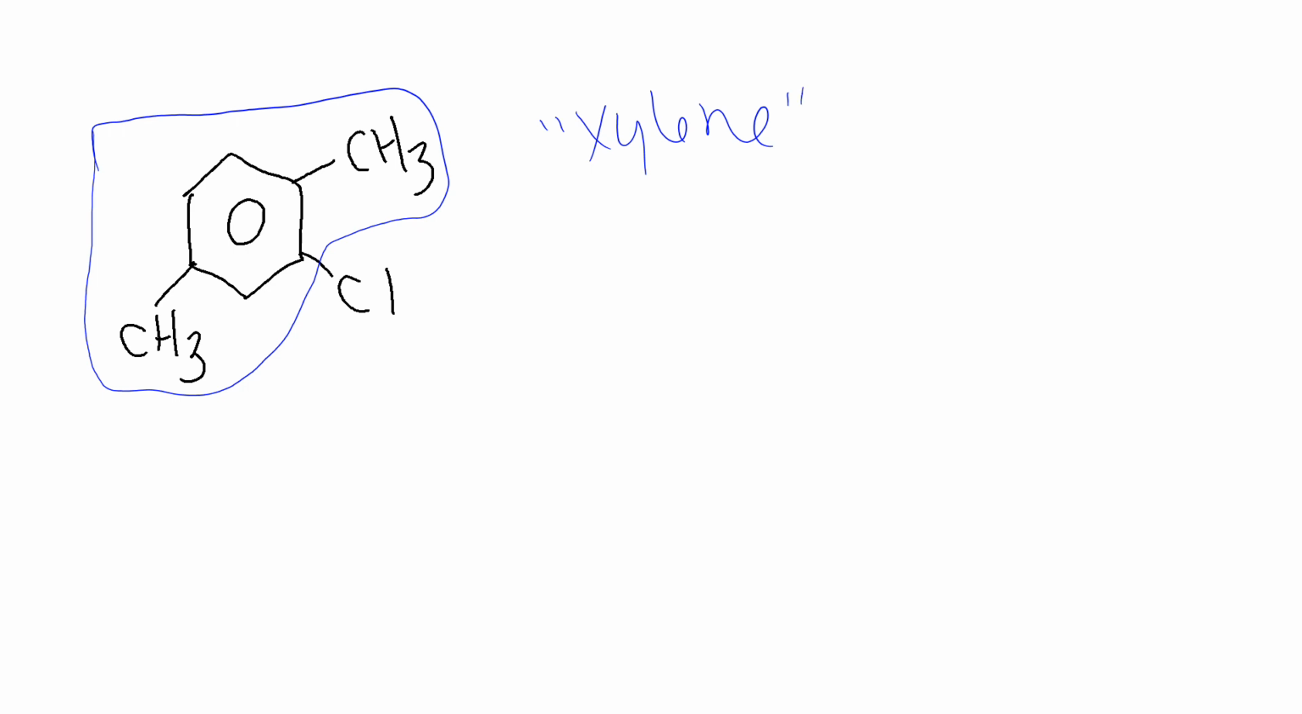So one way to name this is, instead of saying that it's a benzene ring with two methyl groups and a chlorine coming off of it, you would say that this is a xylene. And it's important that we mention what position those two methyl groups are coming off of in xylene, because it could be in the ortho, meta, or para pattern.